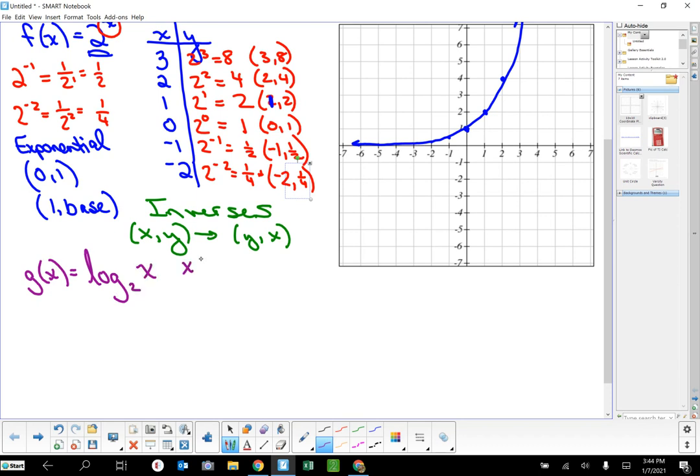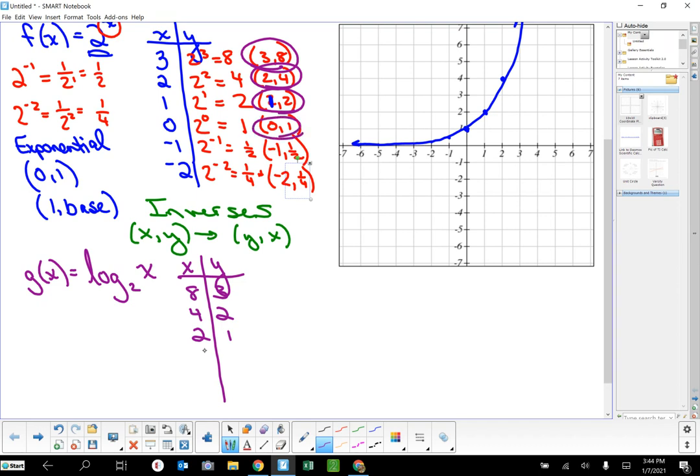And what we're going to do is just take all of these ordered pairs from the exponential table and swap them around. So 3, 8 is going to become 8, 3. 2, 4 is going to become 4, 2. 1, 2 is going to become 2, 1.